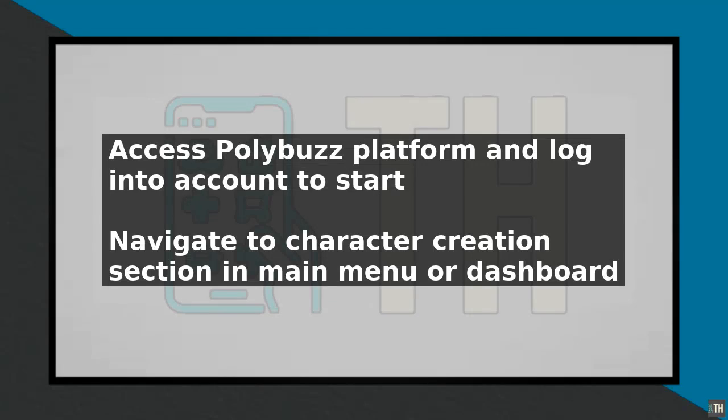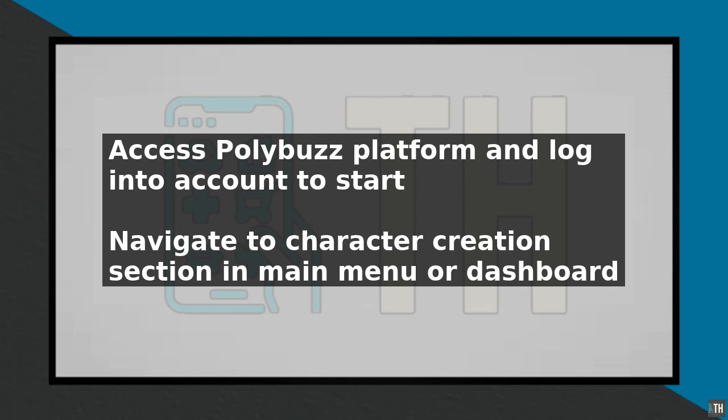To create a character in Polybuzz, start by accessing the platform and logging into your account. Once you are logged in, navigate to the character creation section, usually found in the main menu or dashboard. In the character creation section, you will be prompted to choose a character type, such as a human, animal, or object. Select the type that best fits the character you want to create.